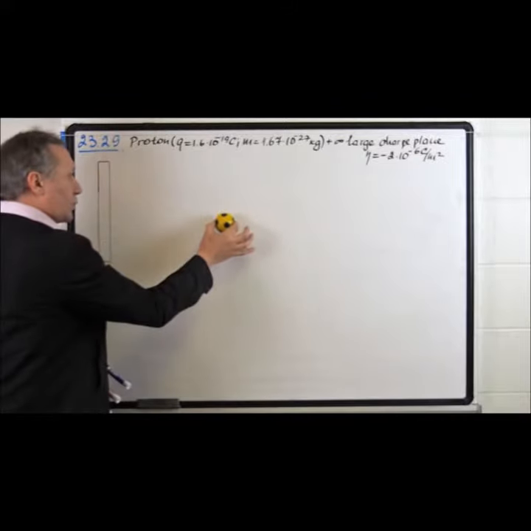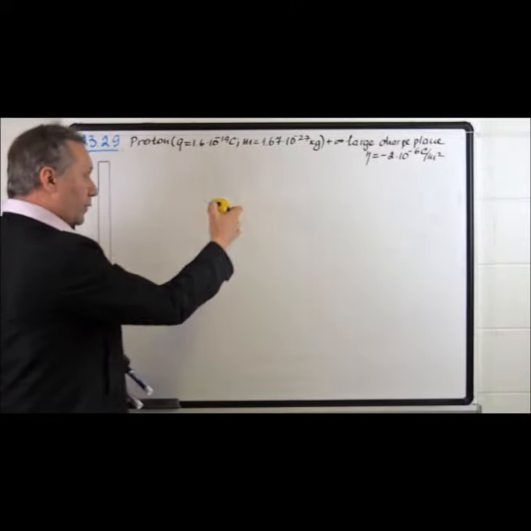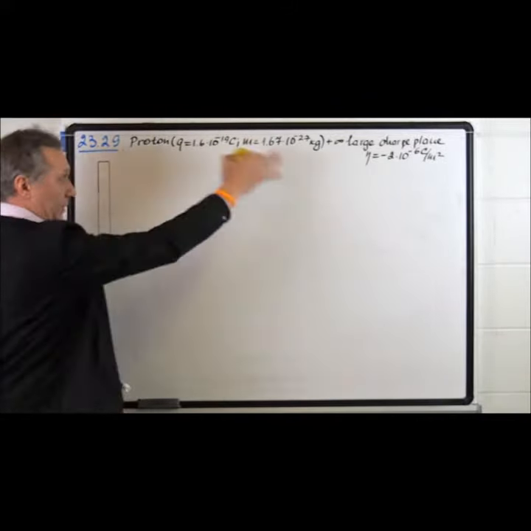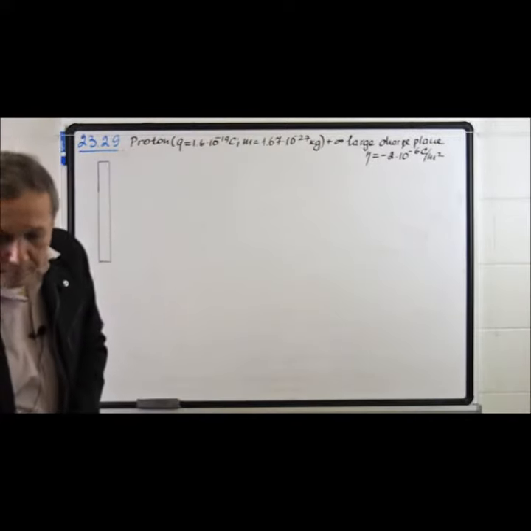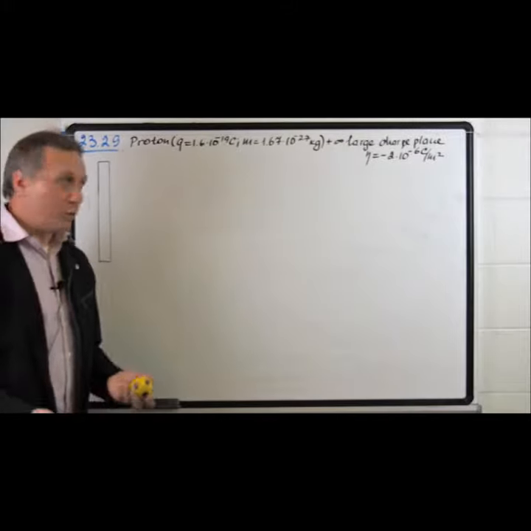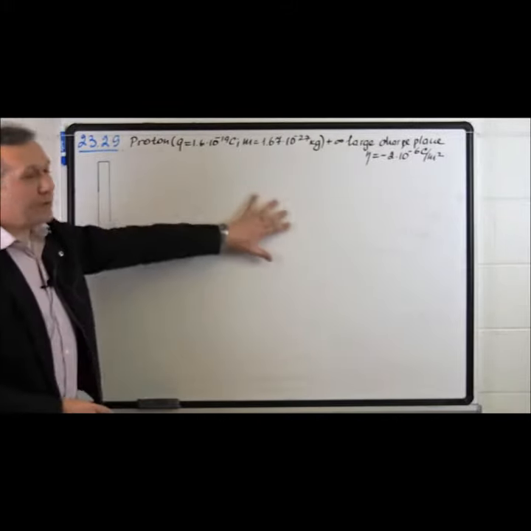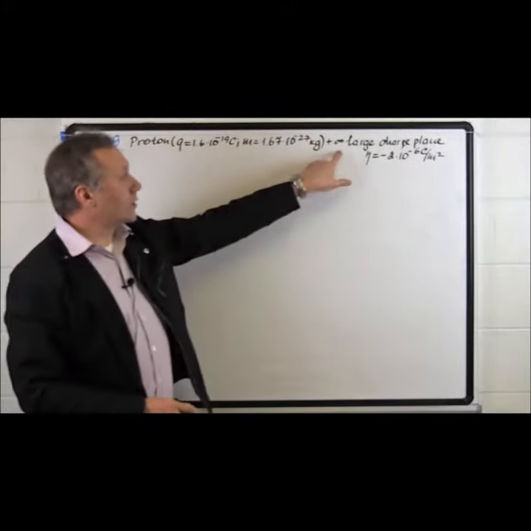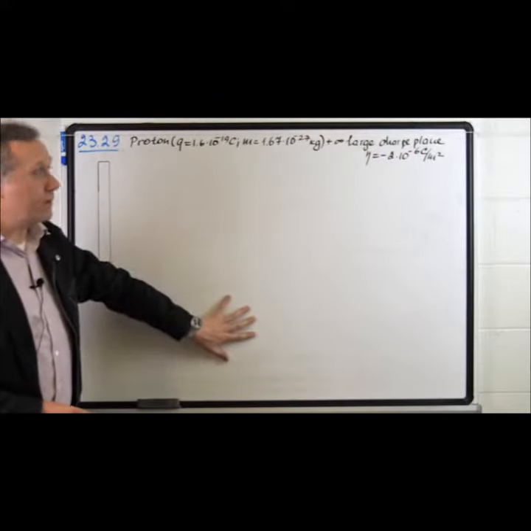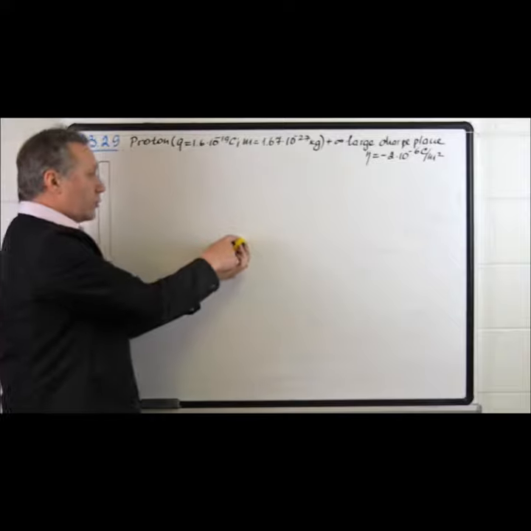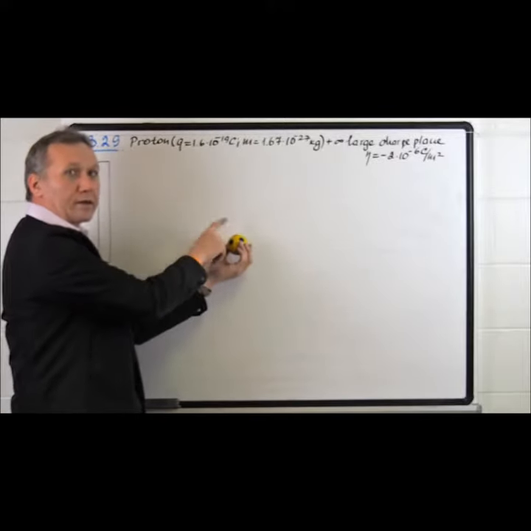And let's say this proton flies away from this surface, from this plane, this way. And we want to stop it. And this infinitely large charged plane is going to be negatively charged. Negatively charged, of course, there will be a force of attraction acting on this proton.